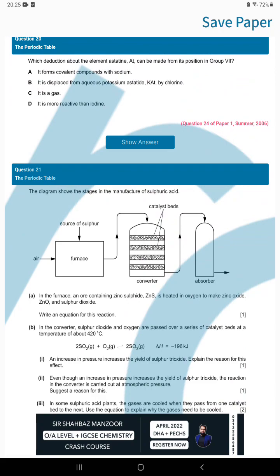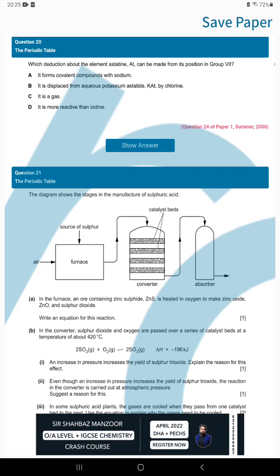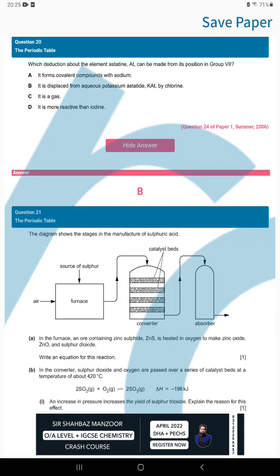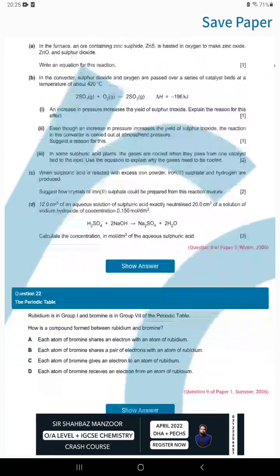Which deduction about the element astatine can be made from its position in group 7? It is a gas. It is more reactive than iodine. It is displaced from aqueous potassium astatide by chlorine. It forms a covalent compound with sodium. B. It is displaced from aqueous potassium astatide by chlorine. Question number 21. This is a P2.